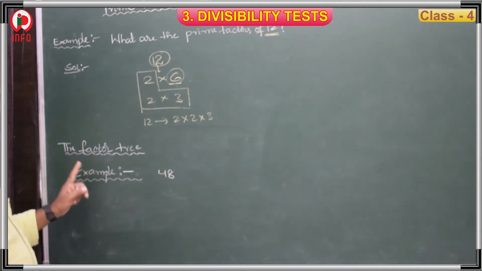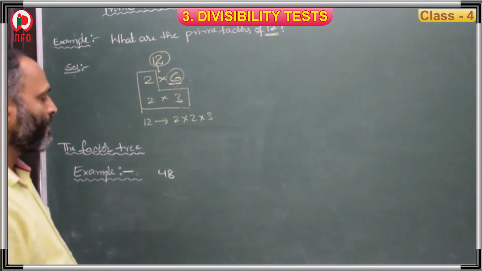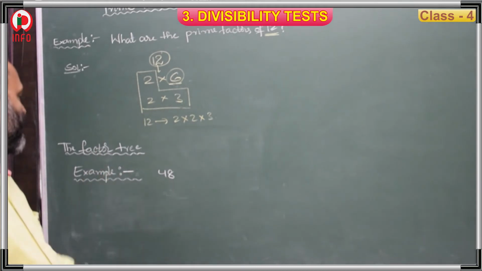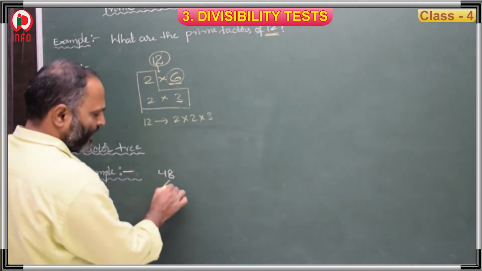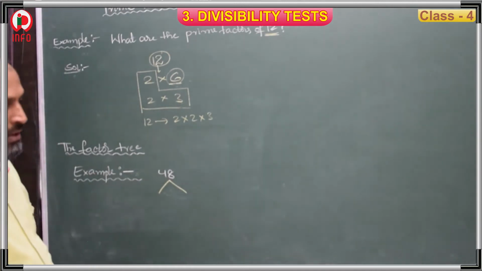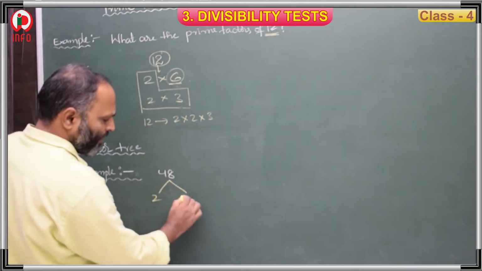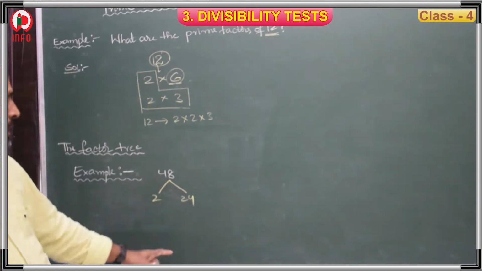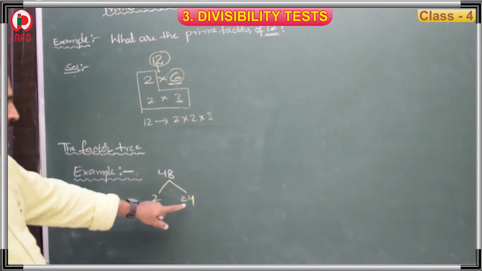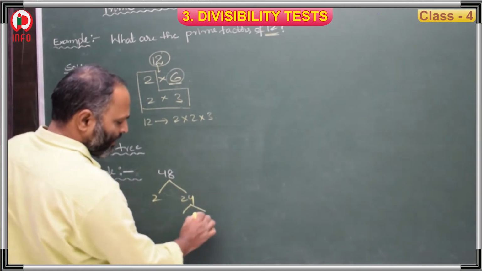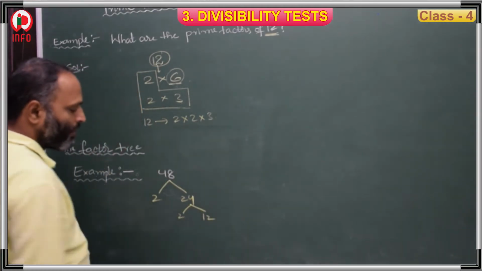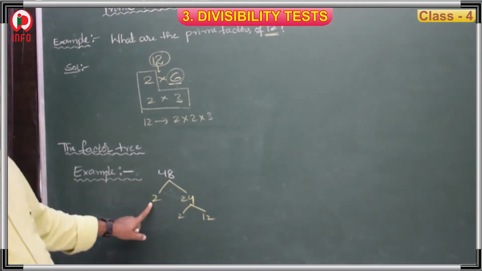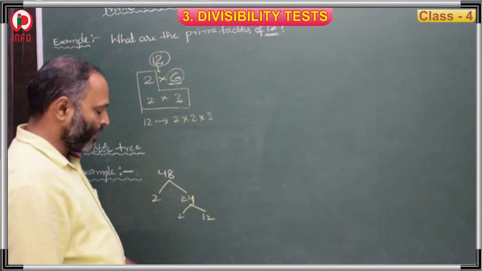Then the prime factorization of 48. First, how to find the prime factors of 48 using the tree factorization method. 48, first in the 2 table. This is an even number, divisible by 2. 2 twenty-fours are 48. Like tree branches. Again, this 2 is a prime number, don't take this one. And 24 is an even number, again we have to take 2 twelves.